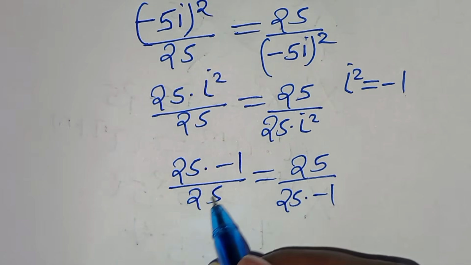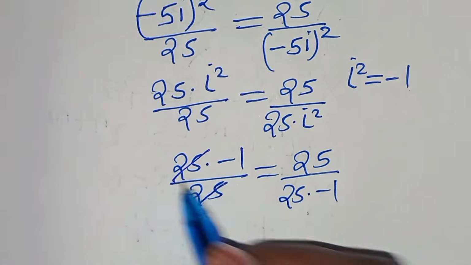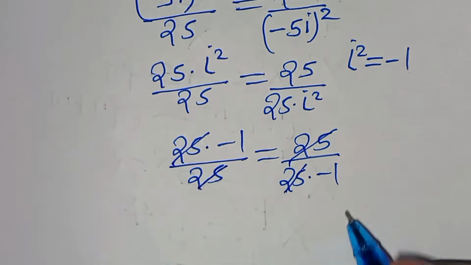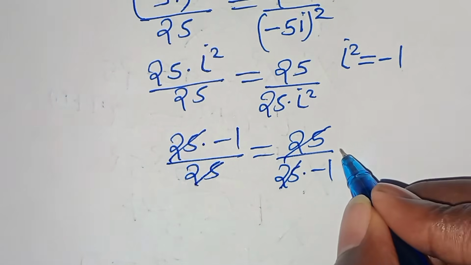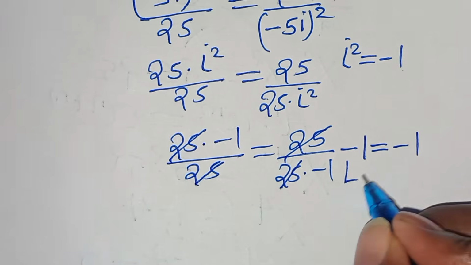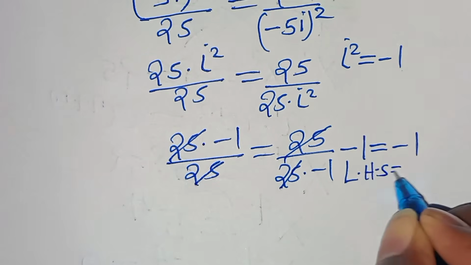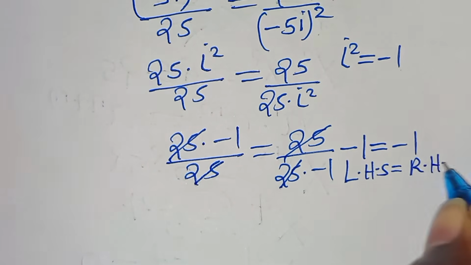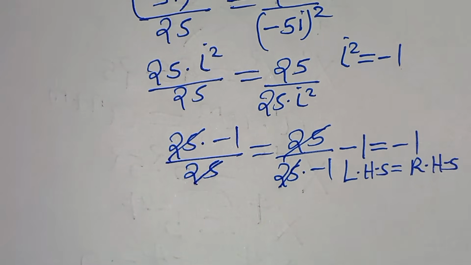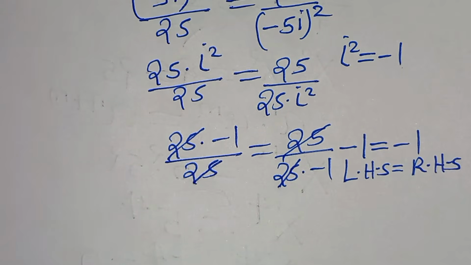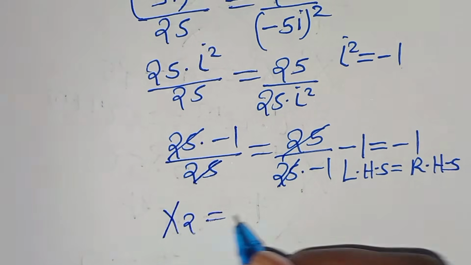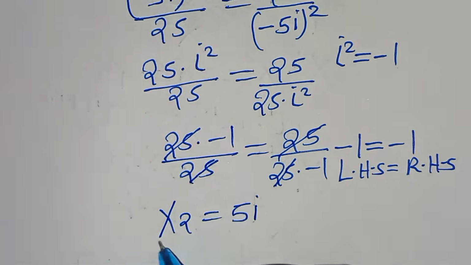So let's simplify here. 25 and 25 simplify, and also here 25 and 25 simplify. So we have that minus 1 is equal to minus 1. So this means that the left hand side is equal to the right hand side. And this confirms that x1, which is equal to minus 5i, satisfies the equation. So let's check x2, which is equal to 5i.